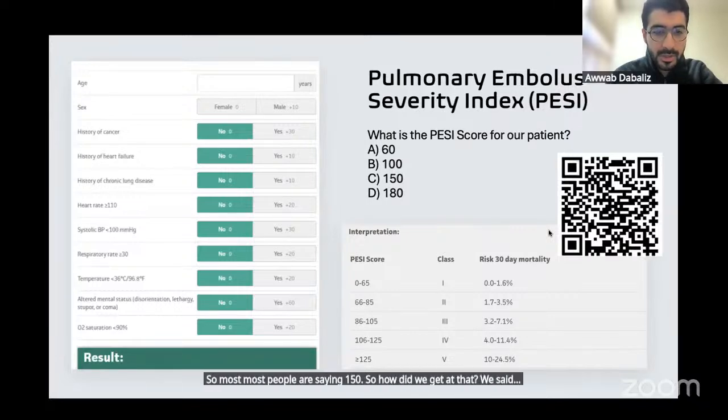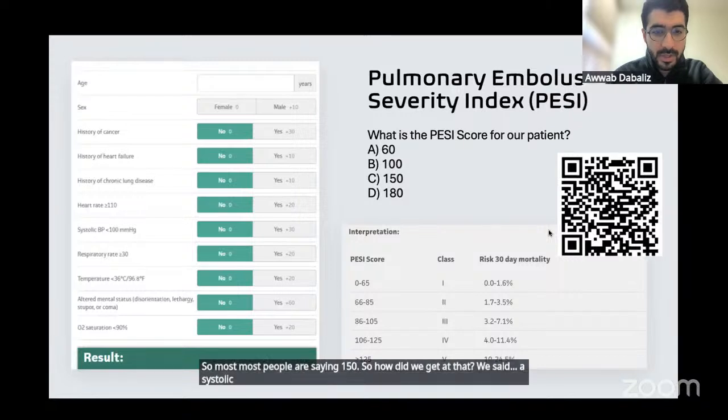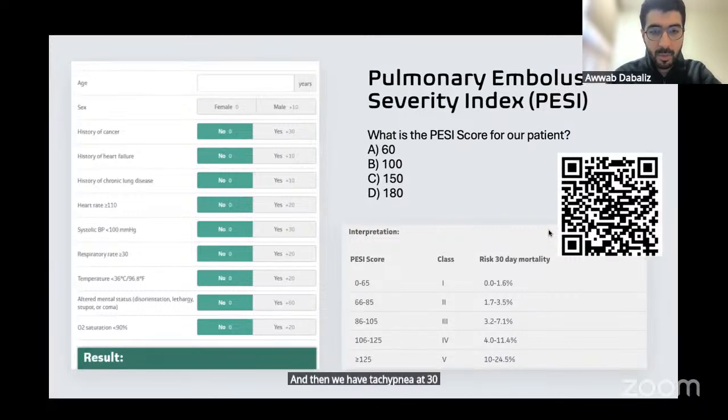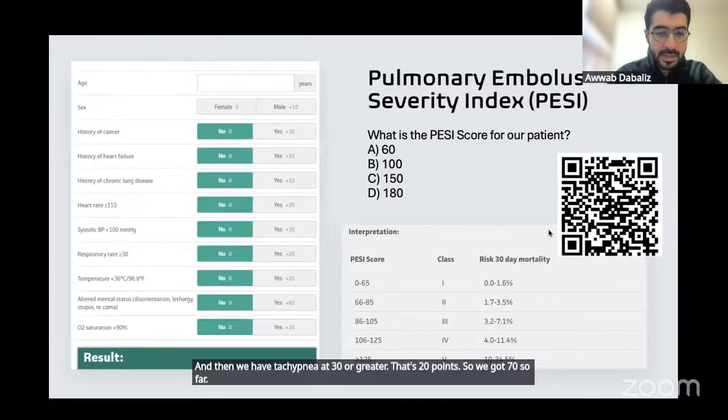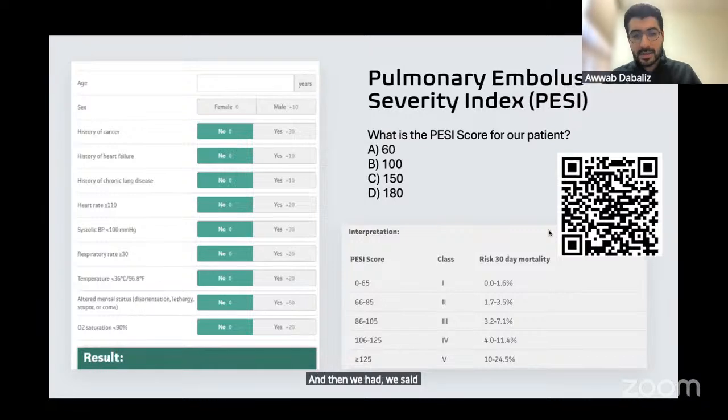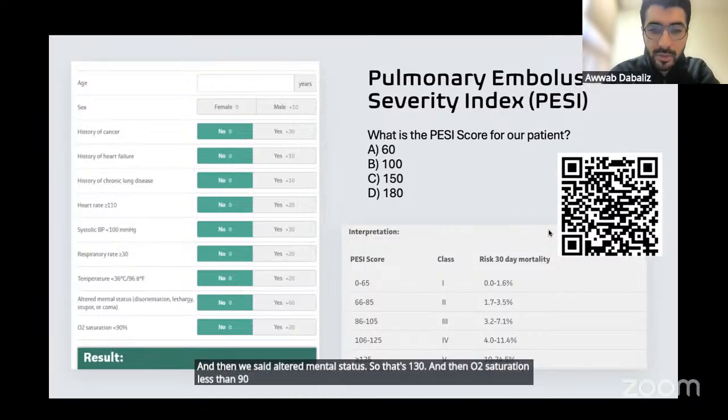We said a heart rate greater than 110, so that's 20 points. Systolic less than 100, that's 30 points, so that's 50 right there. And then we have tachypnea at 30 or greater, that's 20 points, so we got 70 so far. And then we said altered mental status, so that's 130. And then O2 saturation less than 90, so that's 150. So the answer is 150.